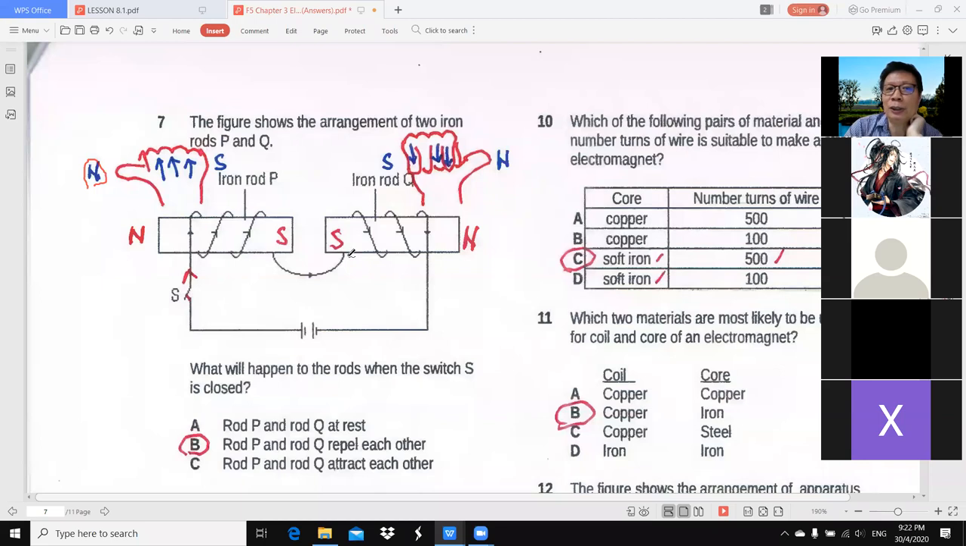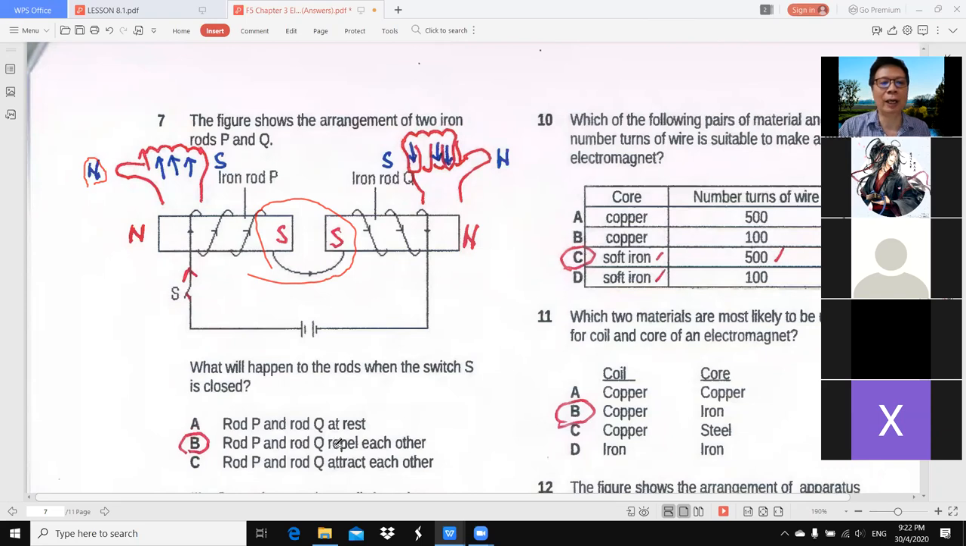Hey, class, make sure you know this right hand grip rule, how to hold the solenoid like this or like this. You must know. Study these two diagrams carefully. This side, your hand holds like that. This side, your hand holds like that. So you realize this is north, this is south, this is south, this is north. Now south and south, what happens? South and south will push out, so they will repel. That's why the answer is B. They repel each other. Understand?